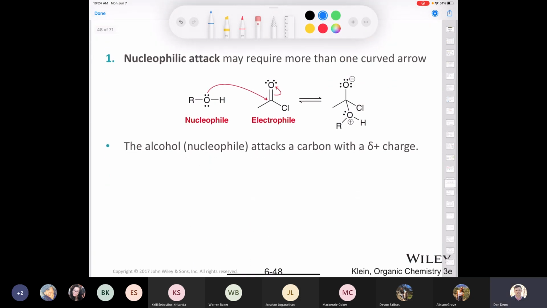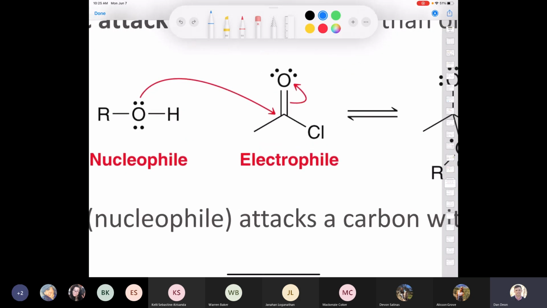A nucleophilic attack can require more than one curved arrow. If you take a look at what's happening here, we have our alcohol, which can behave as a nucleophile. It's got a pair of electrons here. And the reason why this can behave as an electrophile is because if you think of this carbon here, it's got a dipole not only going towards the oxygen, but another one going towards the chlorine. So you bet that it is going to be delta plus.